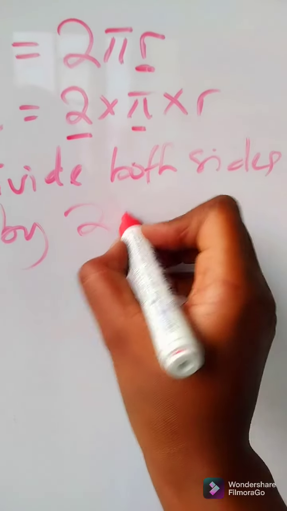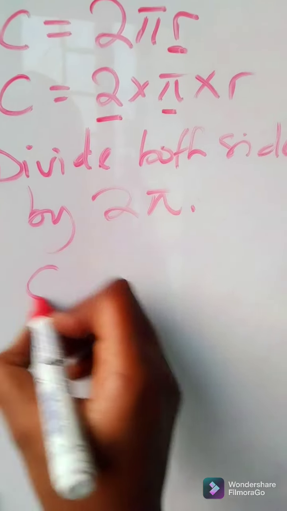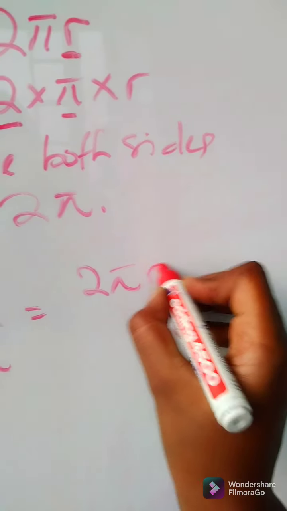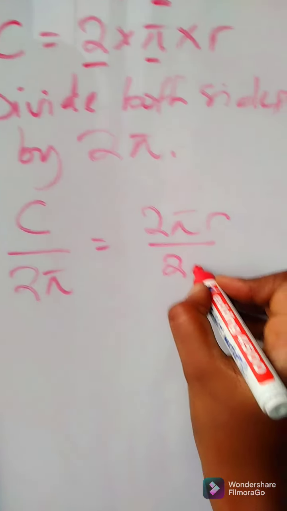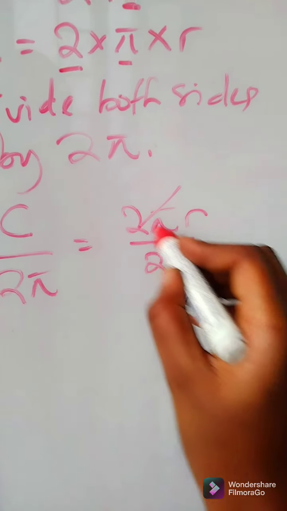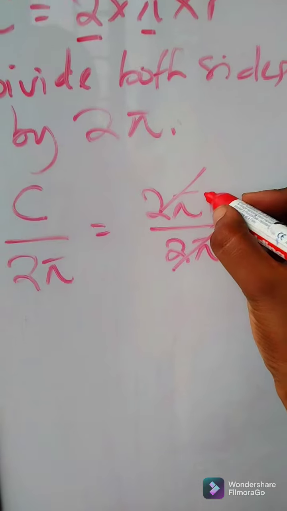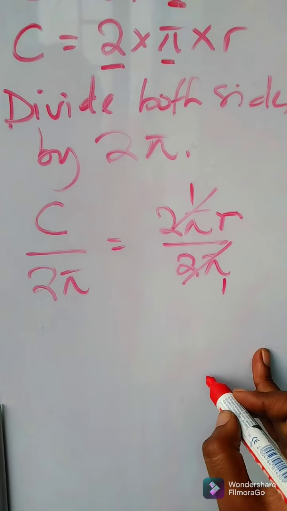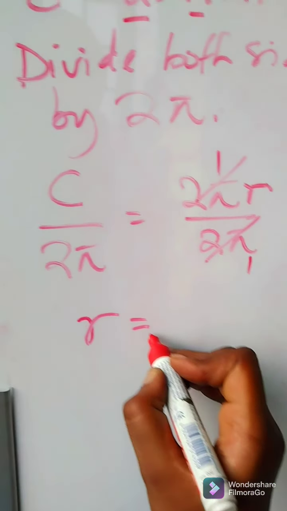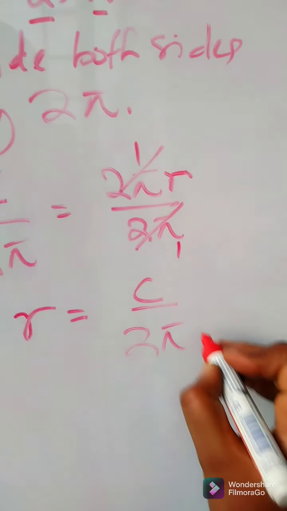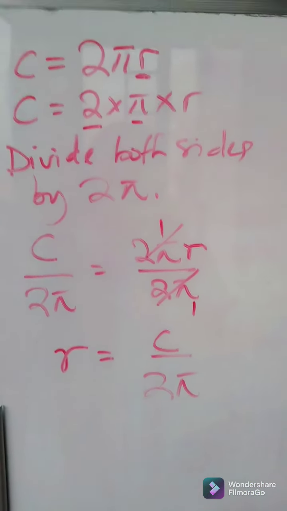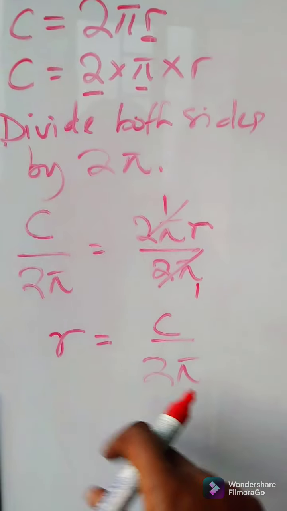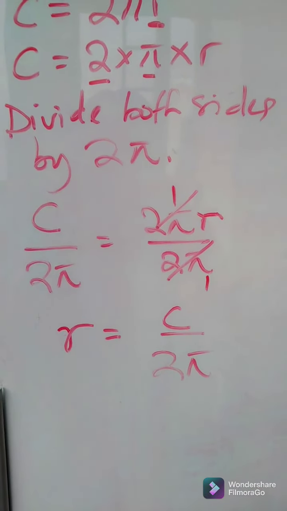So we have C over 2 pi is equal to 2 pi r over 2 pi. So we cancel out the common terms. So we have r isolated on one side of the equation. Okay, so what do we have? Let's rewrite it. r is equal to C all over 2 pi. So this is a new function in terms of C and pi, when r is the subject of the formula.